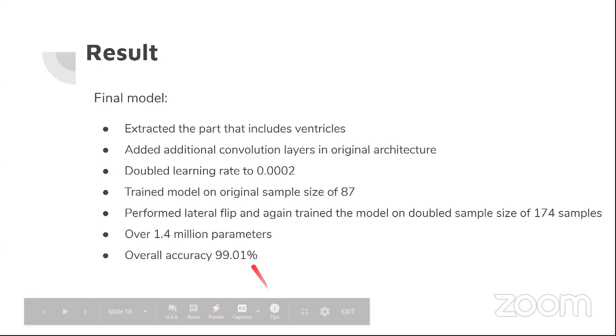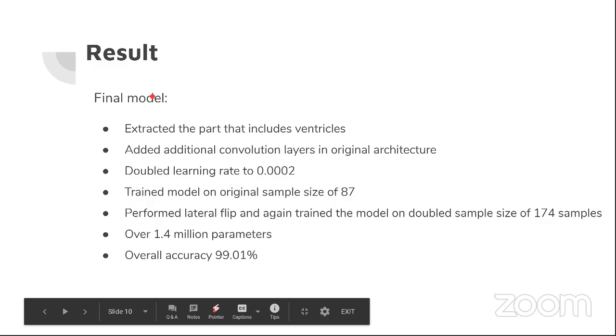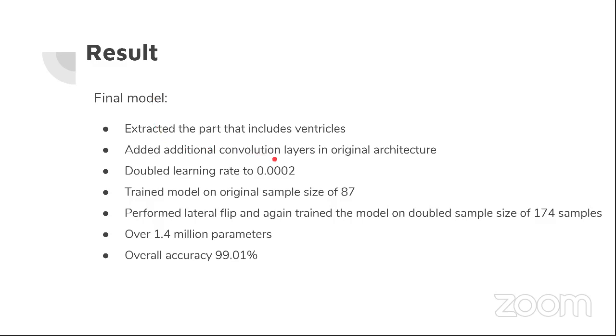So moving on to our final model, as Jimmy mentioned, we added additional convolution layers to the original architecture as well. And here we increased our number of parameters to 1.4 million. We also extracted the part that includes the ventricles from the augmented data, so not just randomly augmented it. Here we doubled the learning rate as well, and first trained the model on the original sample size of 87 images, and then performed a lateral flip and again trained the model on 174, basically just double the sample size we had before.